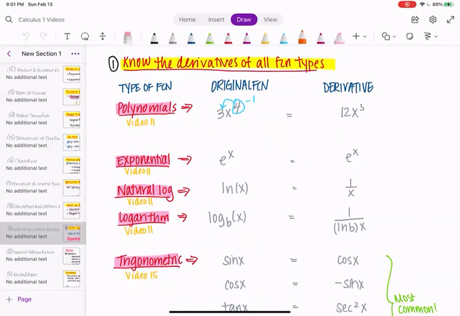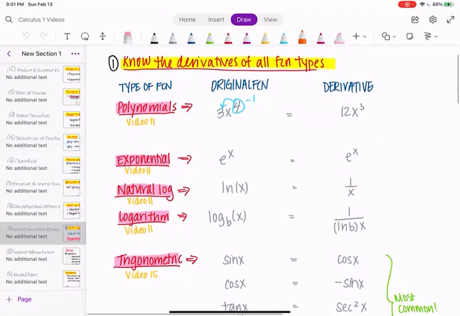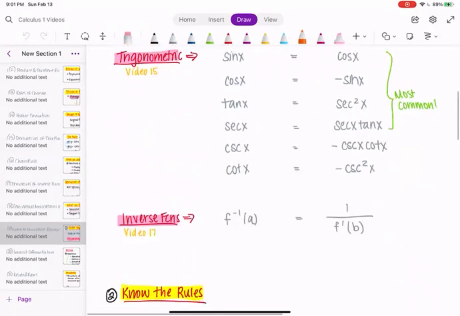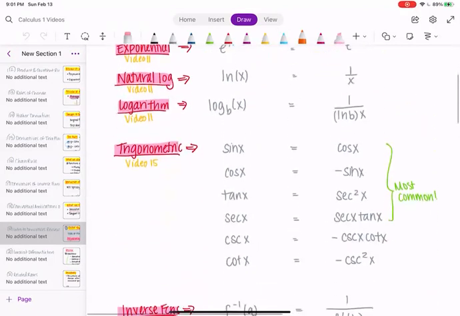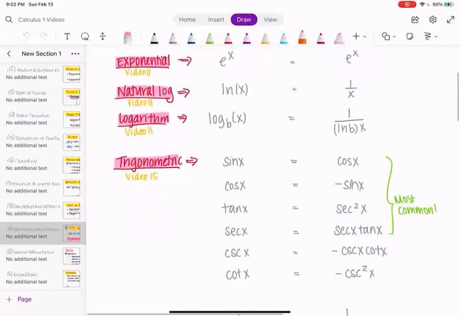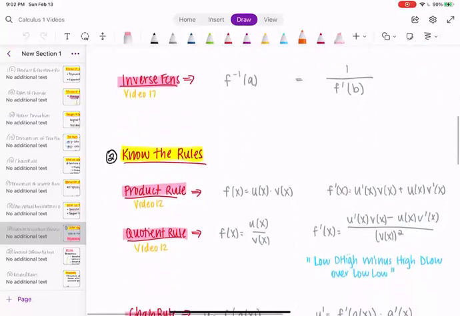So the first thing you should know is you have to know the derivatives of all the types of functions we've covered, right? So polynomials, exponentials, natural logs, regular logs, trigonometric functions, and inverse functions. You have to know these, right? By heart. You should not spend any time whatsoever thinking about what the actual derivative is, because the assumption that the test writer is making is that by the time you get to the exam, you know this part and they're testing you on how to apply them or how to incorporate them into other steps. So if you want to review these, it's in videos 11, 15, and 17.